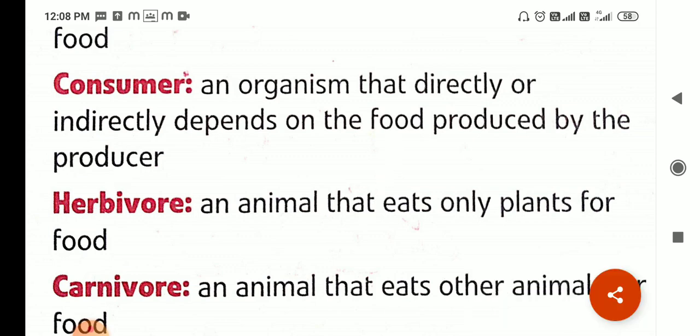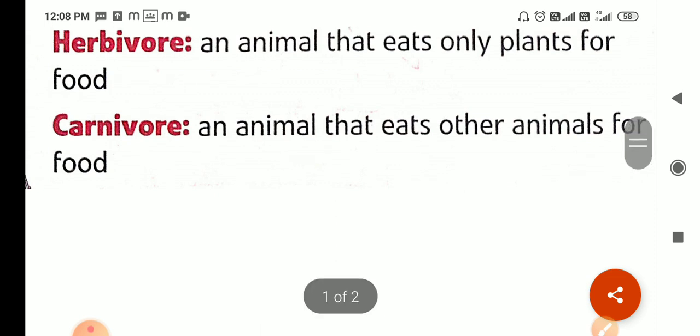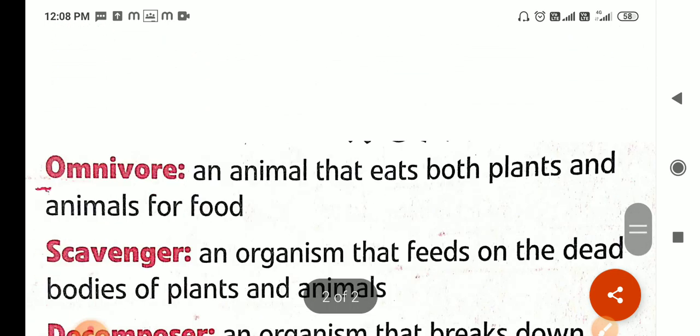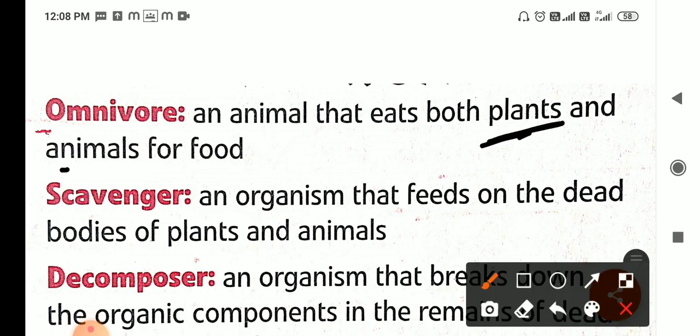Okay, now next is carnivore, an animal that eats other animals, which depends on the other animal, which eats the flesh of the other animal, that is called carnivore. Okay, now next definition is omnivore. Omnivore is an animal that eats both plants as well as animals for their food. So that type of the animal is called omnivore. And scavenger, an organism that feeds on the dead and decaying matter, or we can say dead bodies of the plants as well as animals, that is called scavenger.